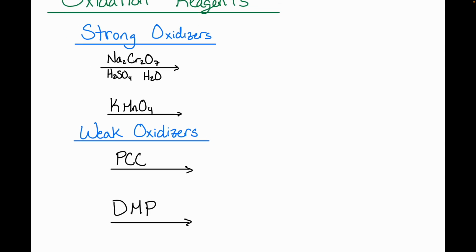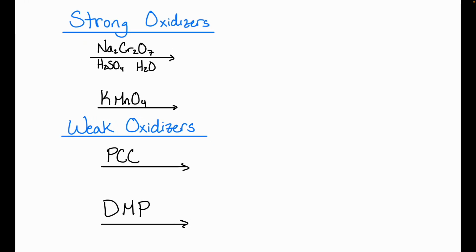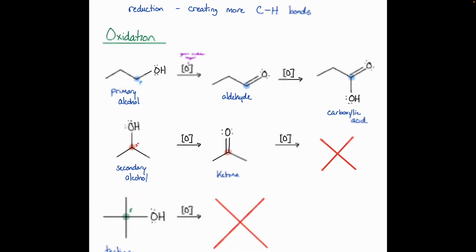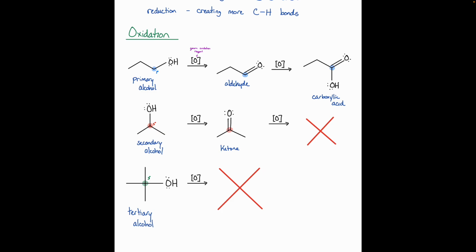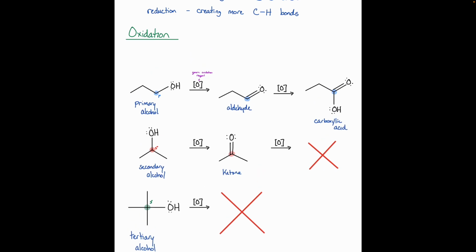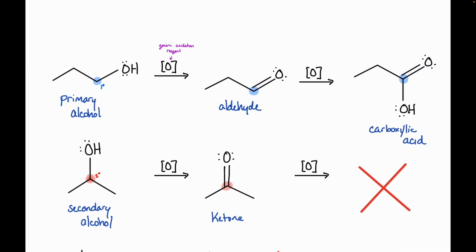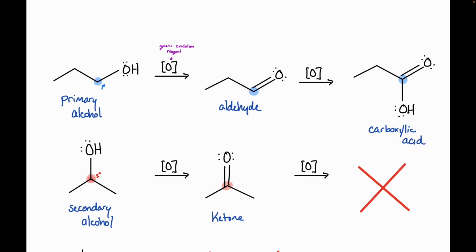All right, so we have these 4 oxidizing reagents here. We group 2 of them in this bin called strong oxidizers and 2 of them in this bin called weak oxidizers. So what's the difference here? All right, so if we look at our oxidation scheme here, if we take that primary alcohol and we treat it with one of our weak oxidizing agents, then we would generate an aldehyde.